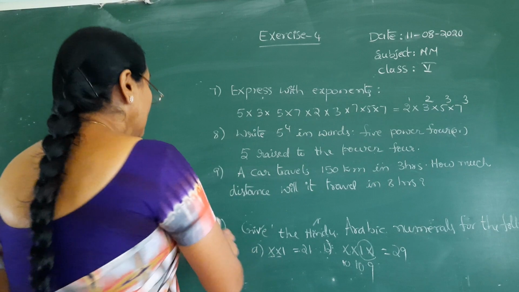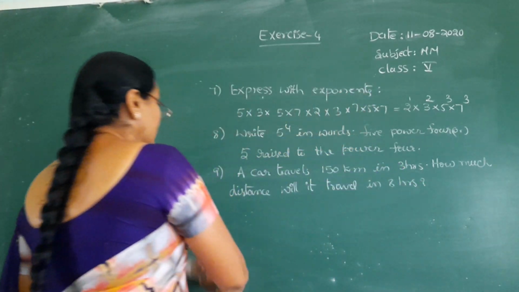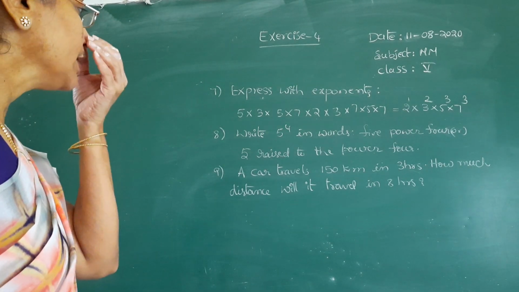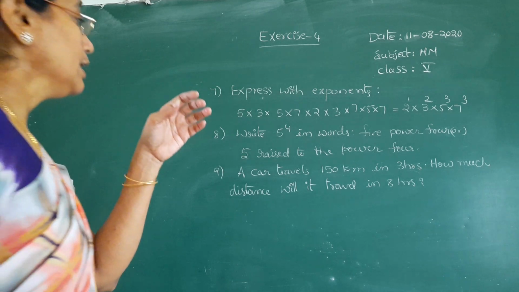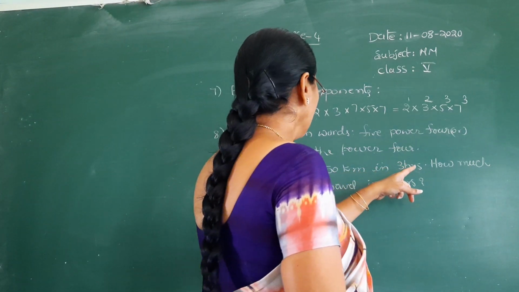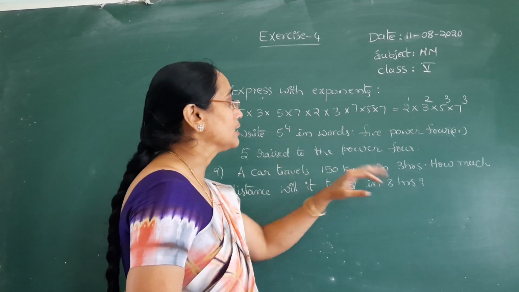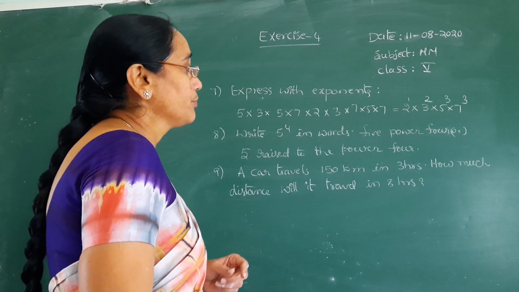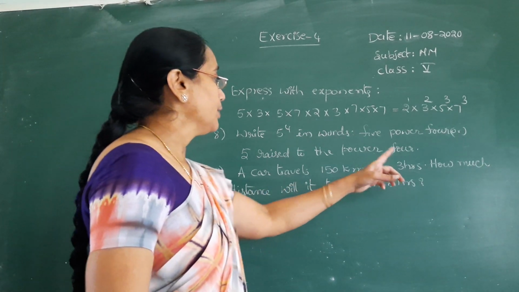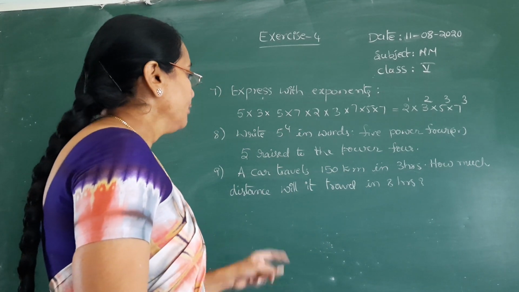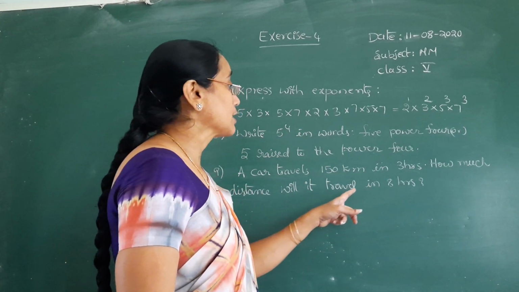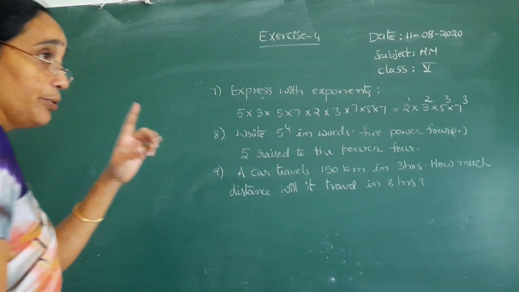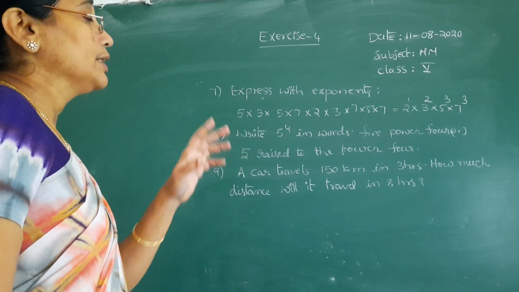Read the question. A car travels 150 kilometers in 3 hours. How much distance will it travel in 8 hours? See, a car completes 150 kilometers in 3 hours. Okay, it travels 3 hours. Its completed distance is 150 kilometers. So we have to find for 1 hour how much distance it traveled. After that, we have to multiply, because they are asking how much distance it will cover in 8 hours. So you have to find for the unit hour, then multiply that with 8 hours.